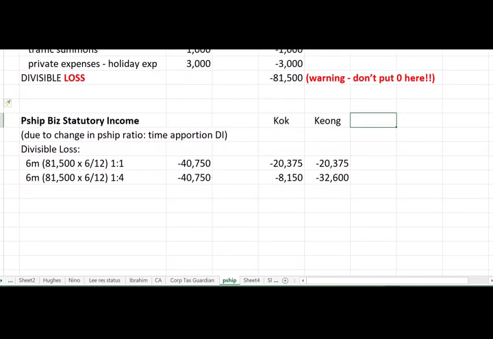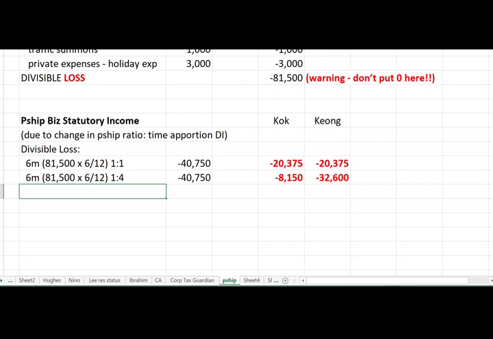Now, can I remind you that all the figures here remain as negative figures. Don't go and put 0, because not yet. They remain as negative figures.